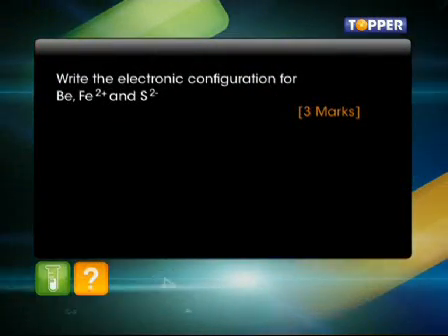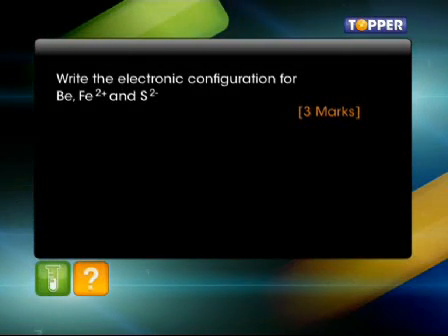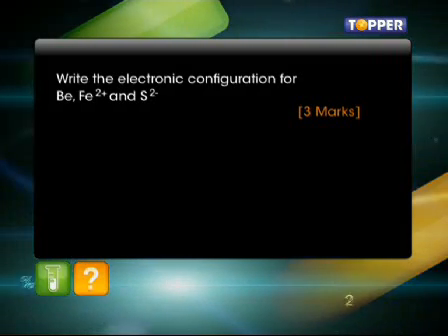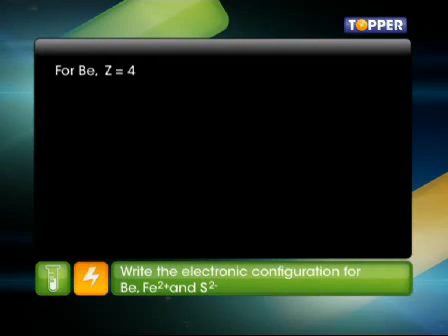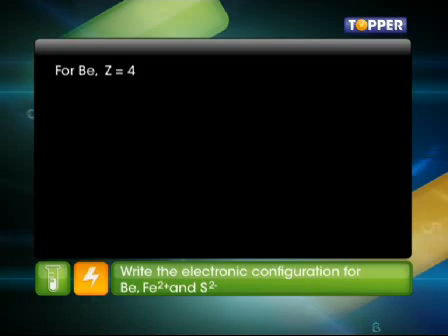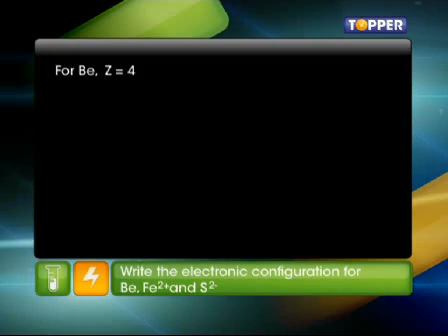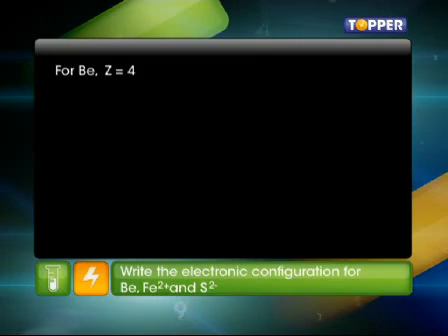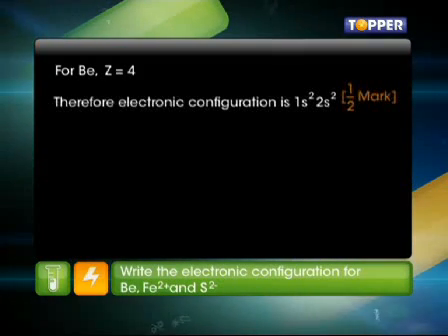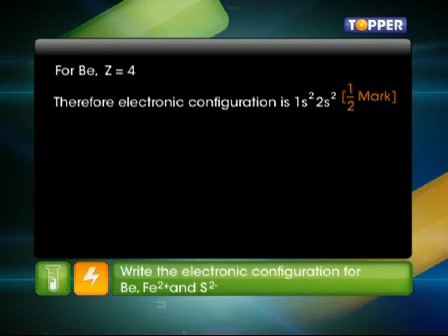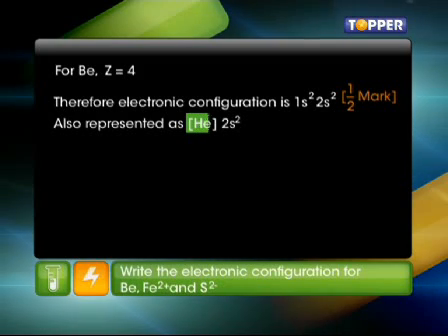Write the electronic configuration for beryllium, iron 2+ and sulfur 2-. To derive the electronic configurations, you need to first know the atomic number or value of Z. For beryllium, Be, atomic number Z is 4. So, the total number of electrons is 4. Since it is in ground state, the electronic configuration is written for Be as [He] 2s2.